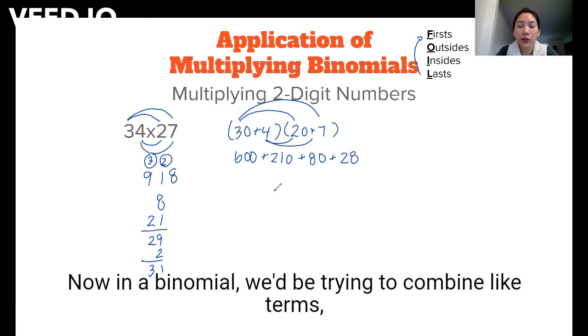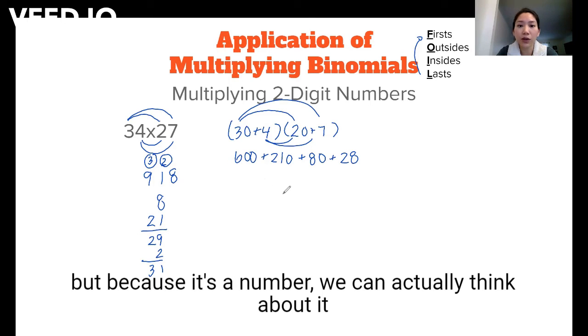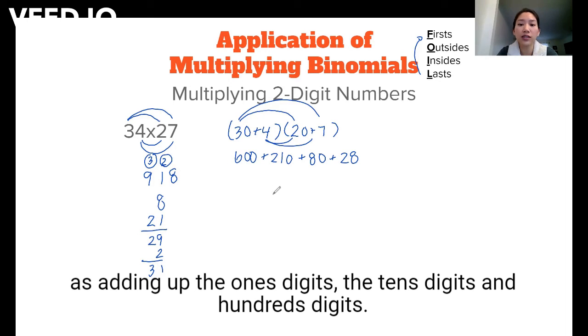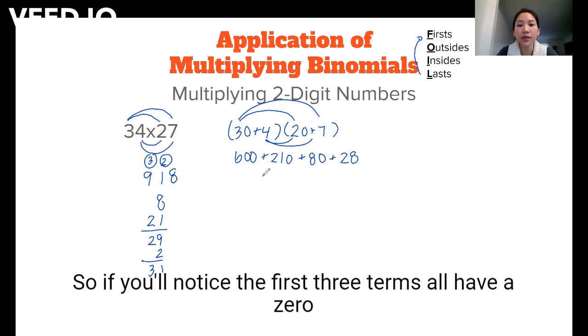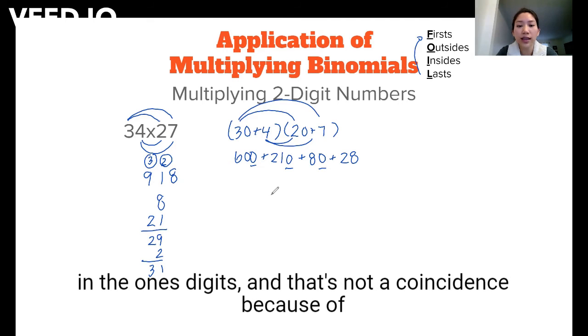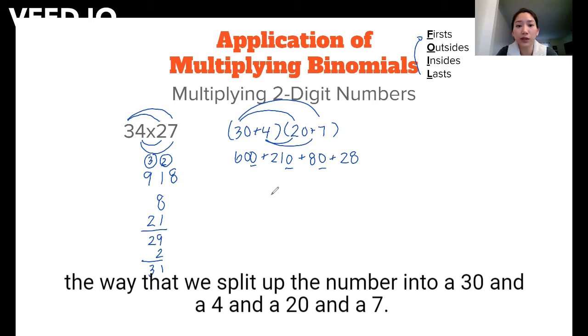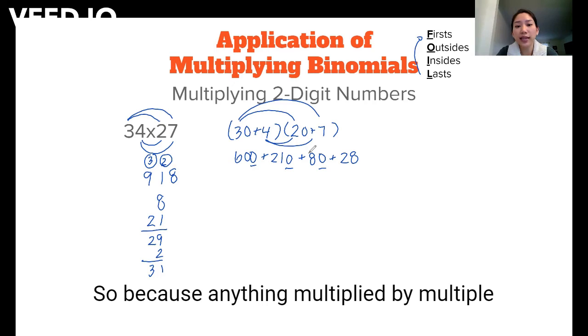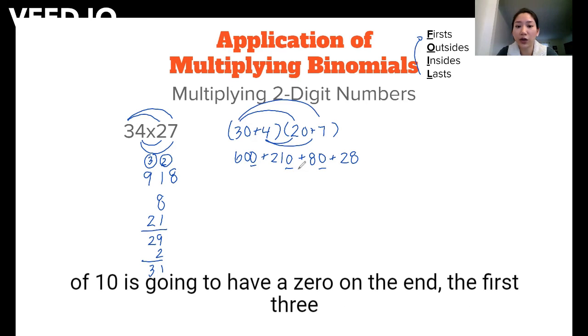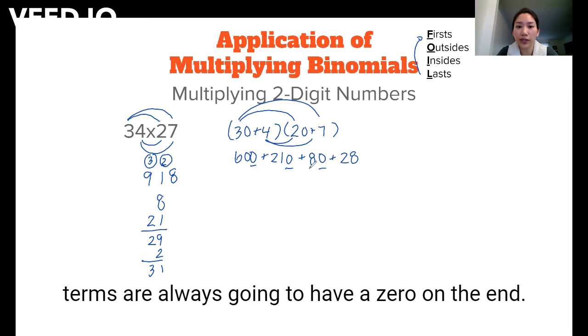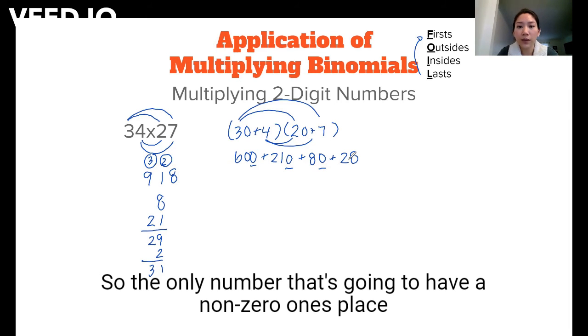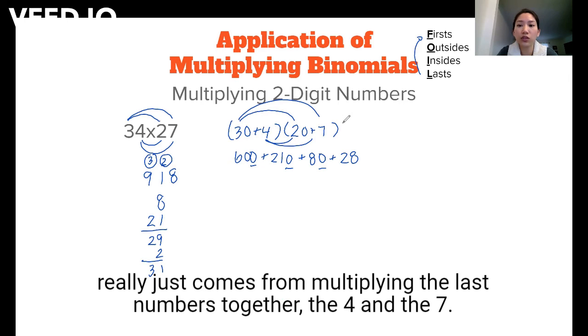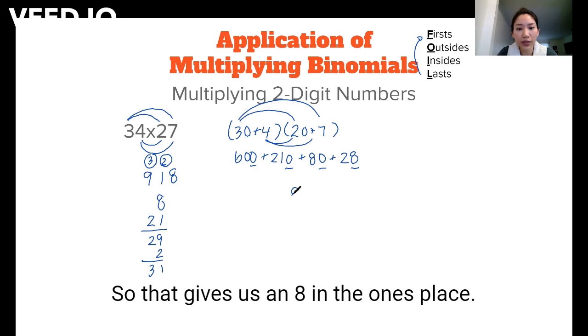Now, in a binomial, we'd be trying to combine like terms, but because this is a number, we can actually think about it as adding up the ones digits, the tens digits, and the hundreds digits. So if you'll notice, the first three terms all have a 0 in the ones digits. And that's not a coincidence because of the way that we split up the number into a 30 and a 4 and a 20 and a 7. So because anything multiplied by a multiple of 10 is going to have a 0 on the end, the first three terms are always going to have a 0 on the end. So the only number that's going to have a non-zero ones place really just comes from multiplying the last numbers together, the 4 and the 7. So that gives us an 8 in the ones place.